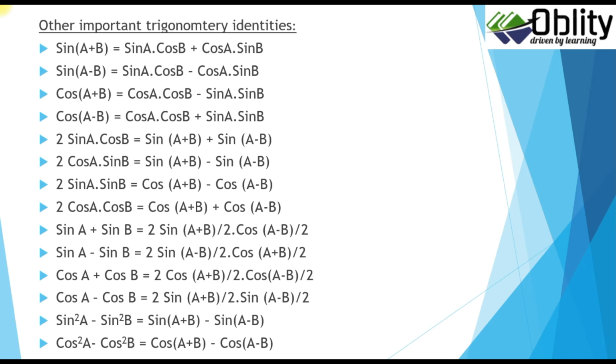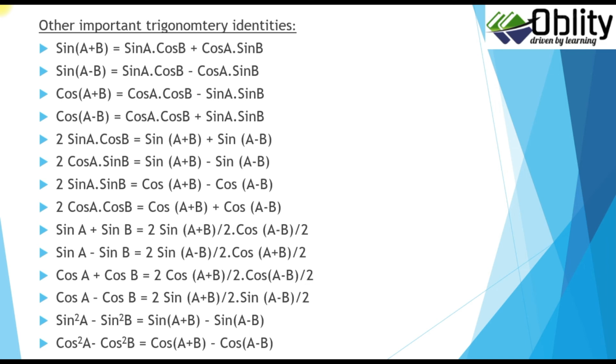2 sin a cos b is equal to sin(a + b) plus sin(a − b). 2 cos a sin b is equal to sin(a + b) minus sin(a − b). 2 sin a sin b is equal to cos(a − b) minus cos(a + b). 2 cos a cos b is equal to cos(a + b) plus cos(a − b).